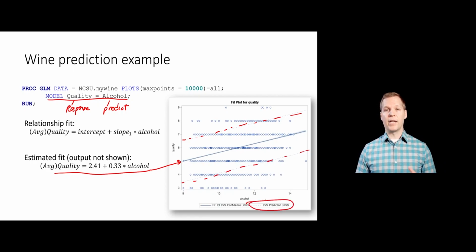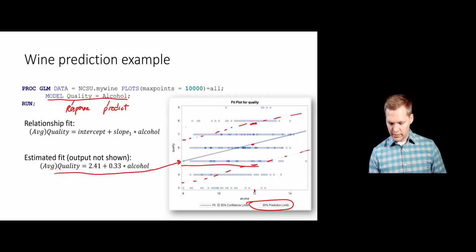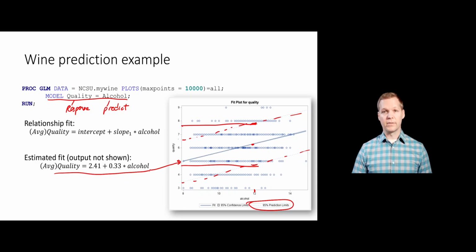So those would be intervals around which we would expect a future observation to be found. So if I had an alcohol of 12 for a wine that I'm going to make now, whatever 12 means, here would be my predicted value for it, and I would expect it to fall between here and here in terms of the quality scale. That would be a 95% prediction interval for a future wine's quality with an alcohol of 12.